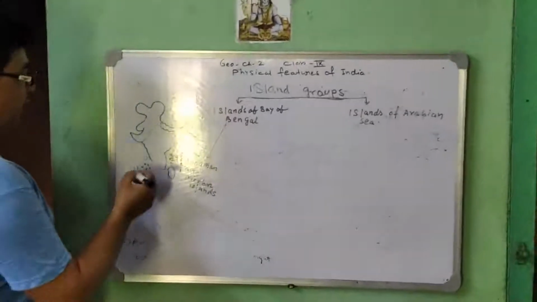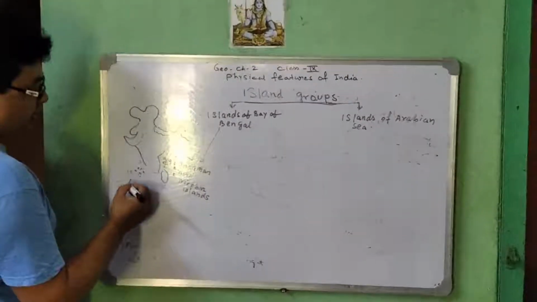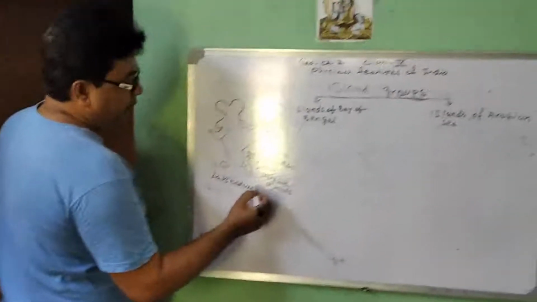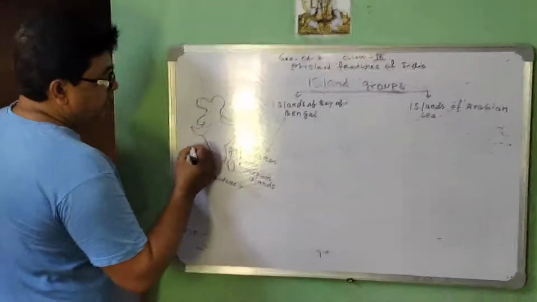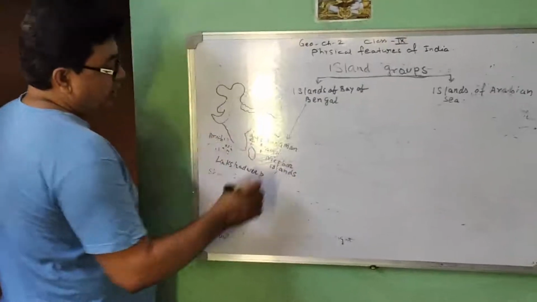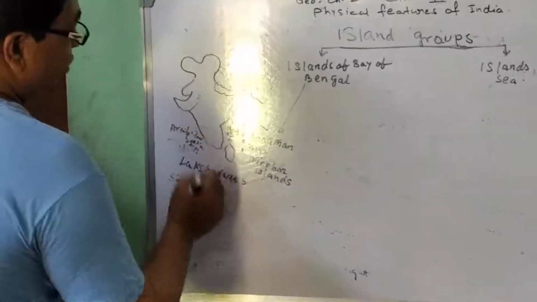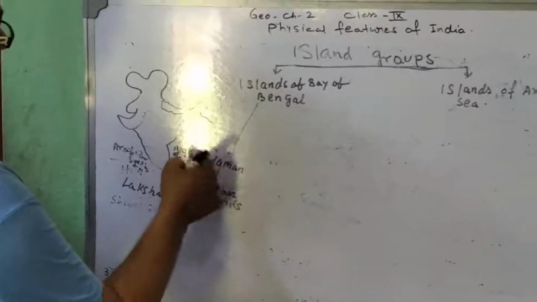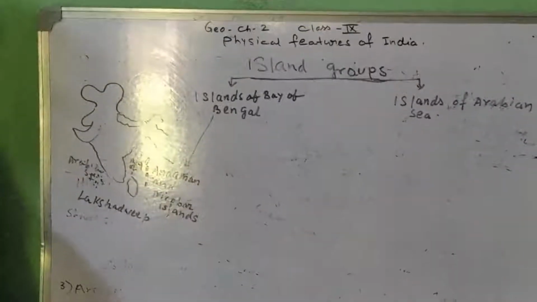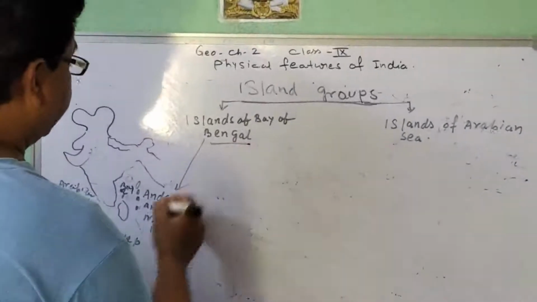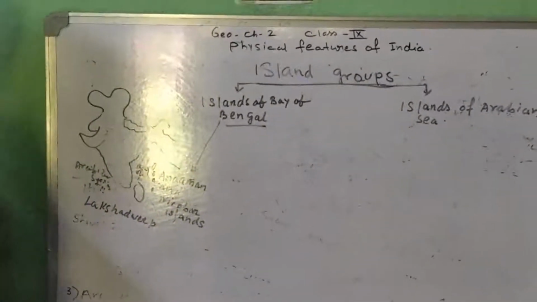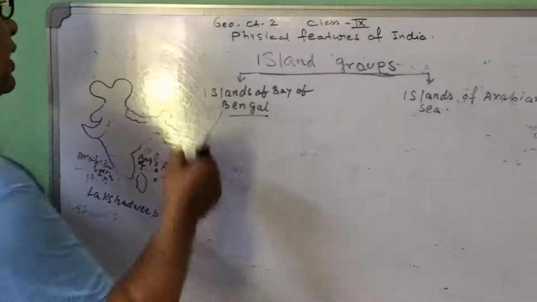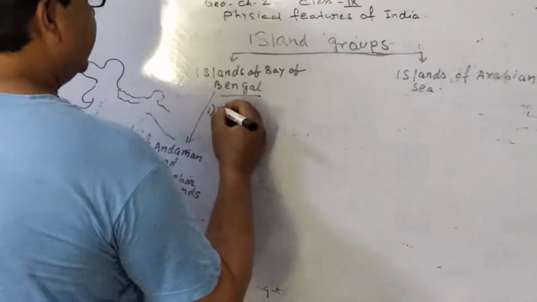Another group of islands is known as Lakshadweep, in the Arabian Sea. This is the Arabian Sea. So Lakshadweep is the island group of the Arabian Sea and Andaman is the island group of the Bay of Bengal. At first we will discuss the Andaman Islands. Andaman and Nicobar Islands is number one.